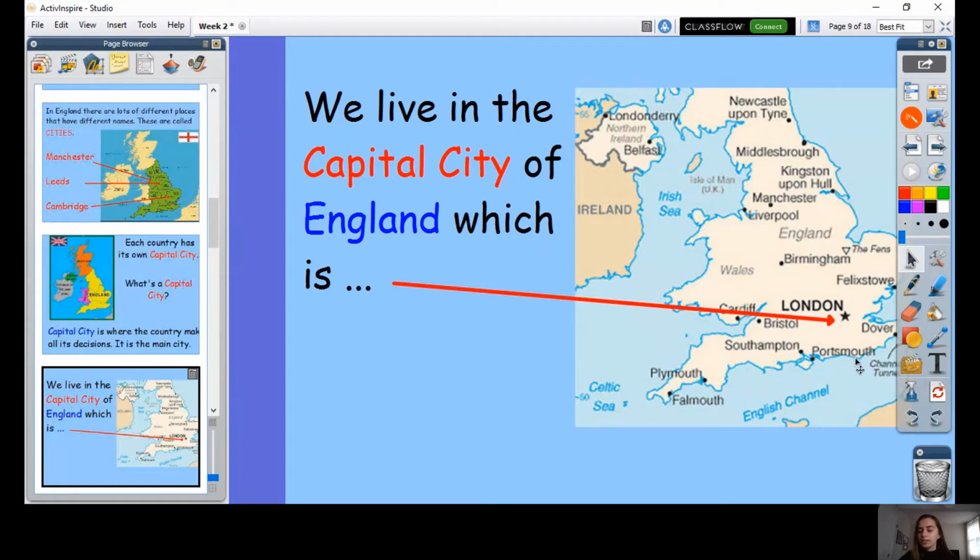So here we can see on our map of England that London has a star. So often if you look at maps, the capital city will have a star, and that tells you that London is where all the important decisions are made in England.